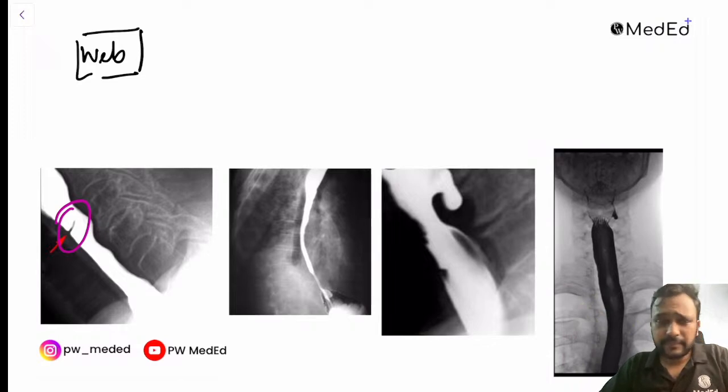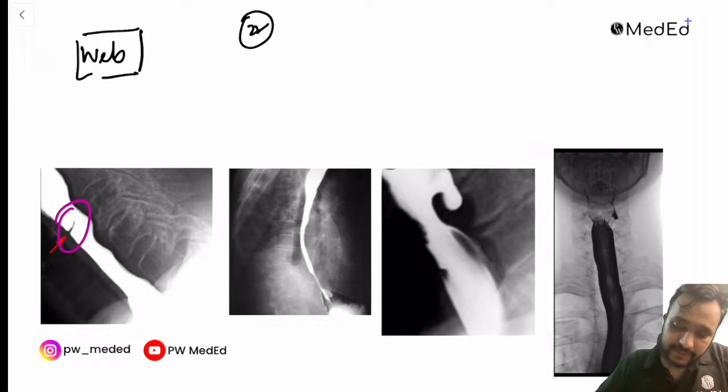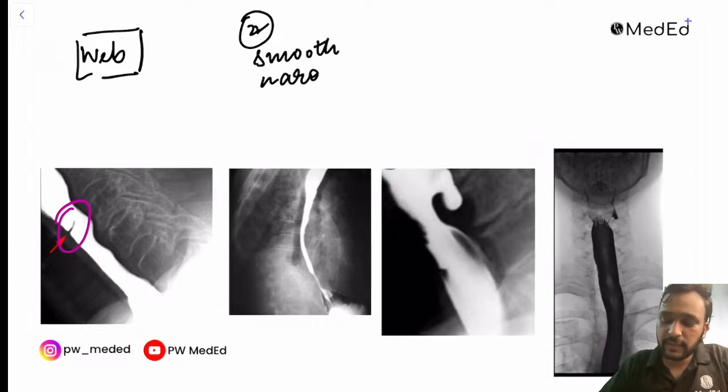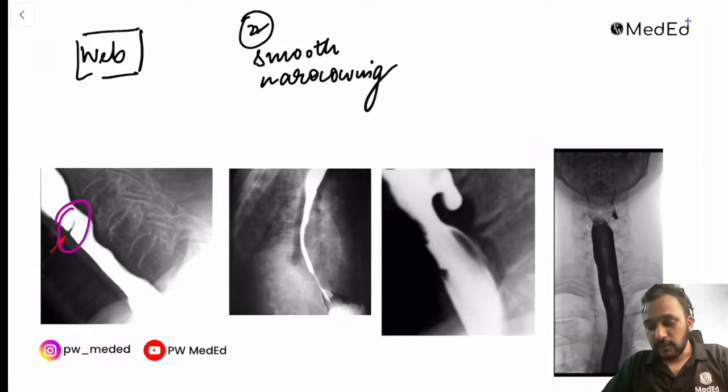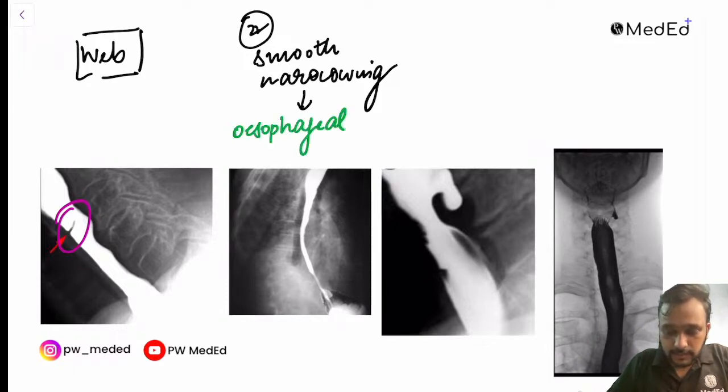In the second case, the patient had a history of acid ingestion, right? And what do we see? That there is smooth narrowing of the mid and distal esophagus. So this smooth narrowing in the mid and distal esophagus is seen in a case of esophageal stricture, right?